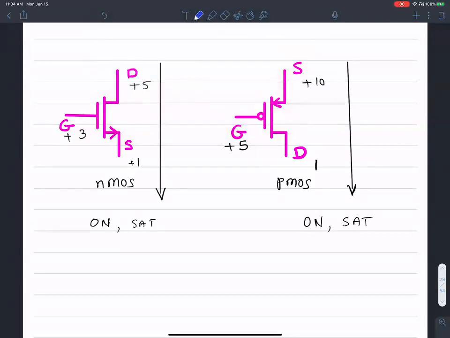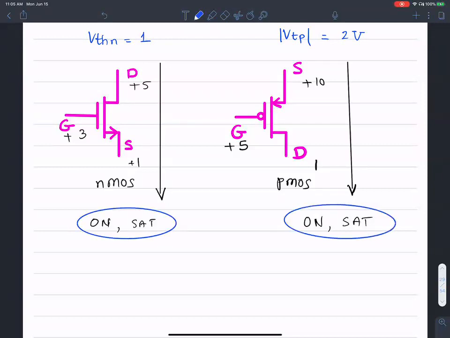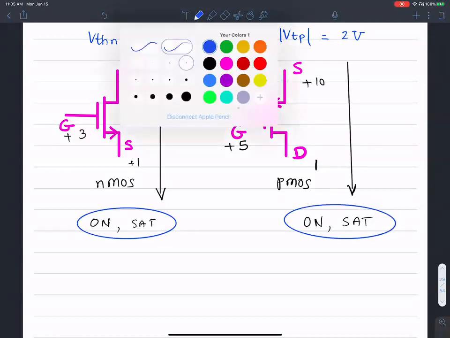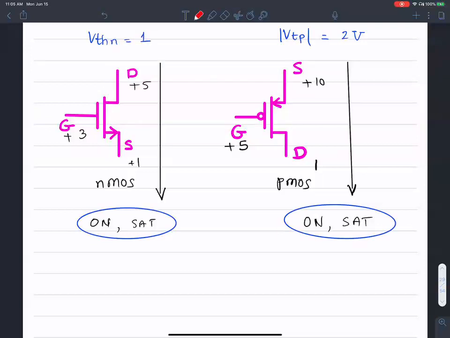We don't even know, let's give you the VTH, N for this guy to be 1 volt, and VTHP for this guy to be, I don't know, 2 volts. Okay, this is my guess based on the conditions that I have seen. Okay, let's verify if this is indeed the case or not. Who can tell me whether I am right or not?